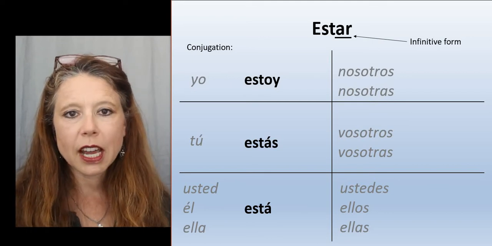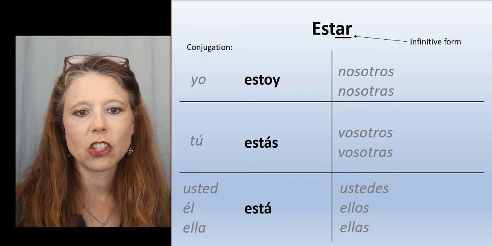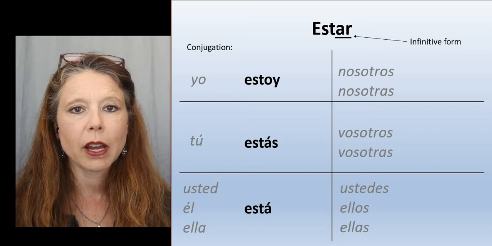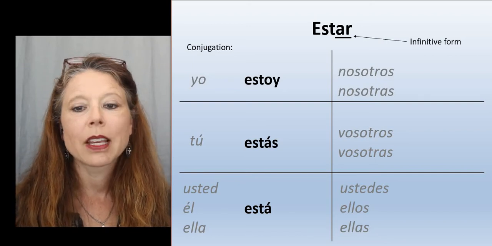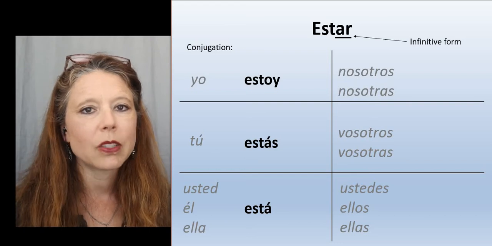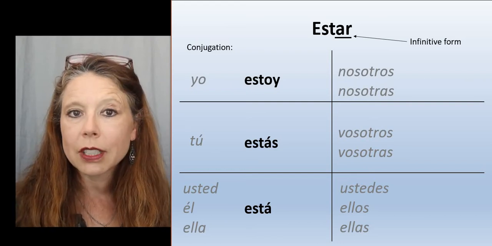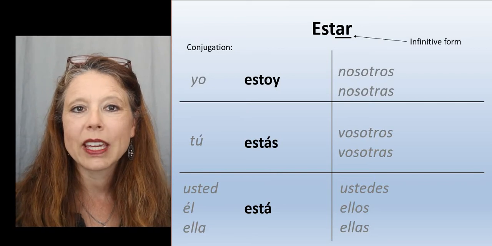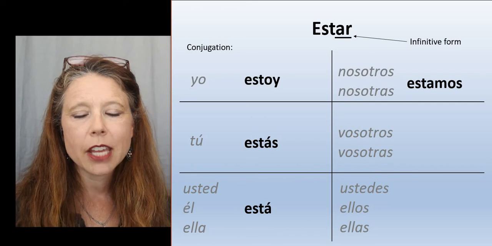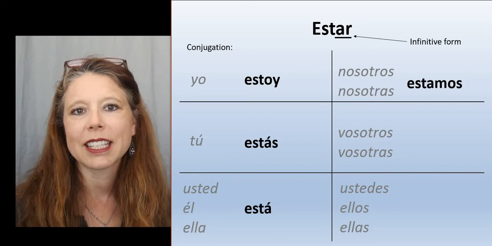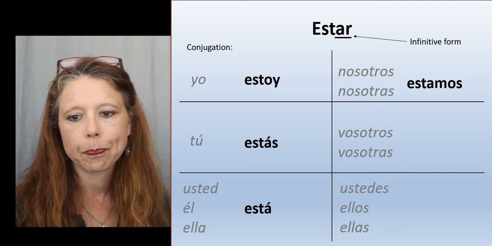This first side, this left side of this grid, these are all singular conjugations. When we move over to the right, these are plural conjugations. So plural, nosotros, remember that means we. Nosotros or nosotras, if we want to say we are, we say estamos, estamos. And you don't have to say nosotros in this case because estamos only goes with nosotros or nosotras.